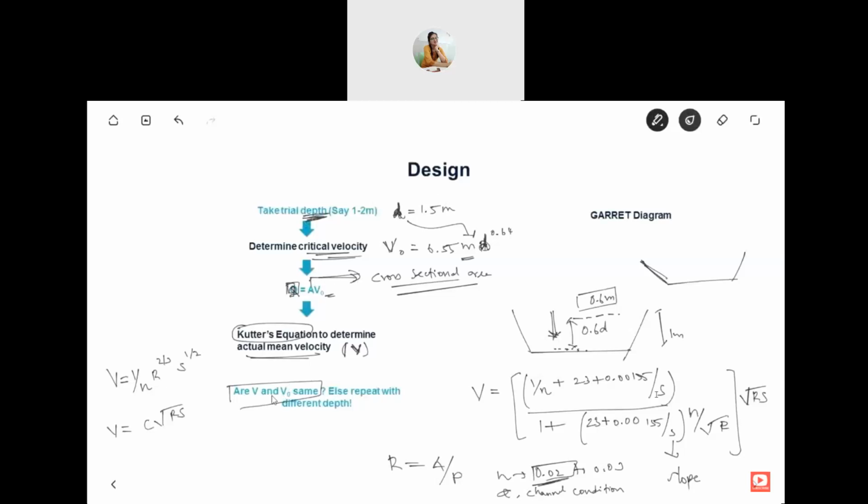If suppose V and V naught do not come the same, you have to repeat it with a different depth, and you have to keep on repeating this process until V equal to V naught. So obviously in this there are a lot of calculations involved, because you keep repeating the process. So once you know the discharge, slope, critical velocity ratio and the rugosity coefficient, you can use something called Garrett diagram, where there will be a lot of graphs, and for these parameters you can easily find the optimum depth where V equal to V naught.